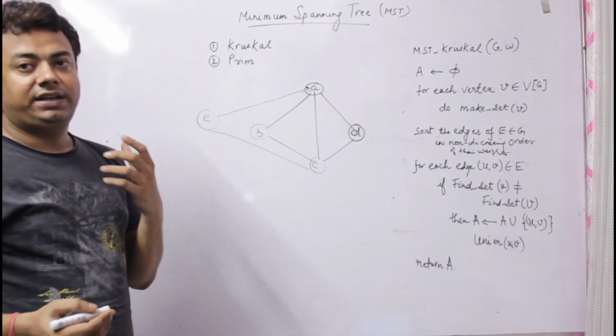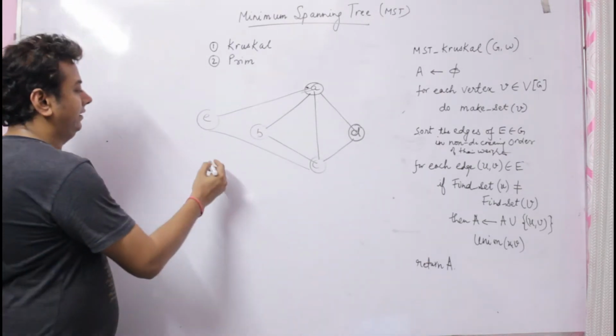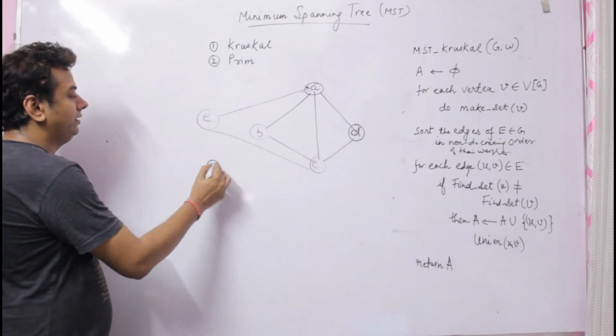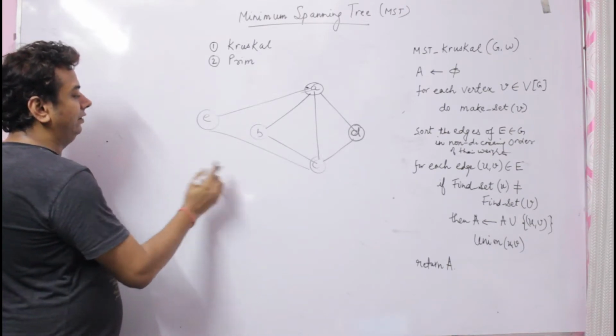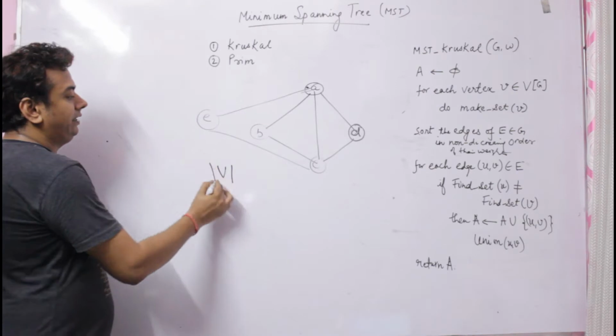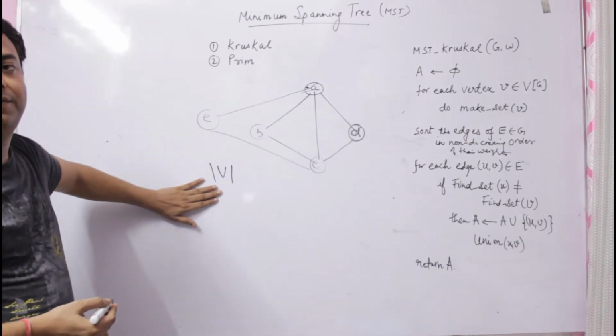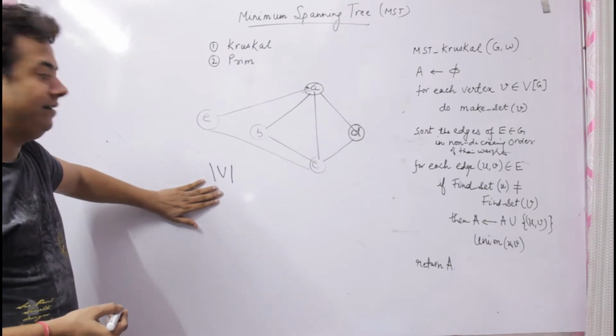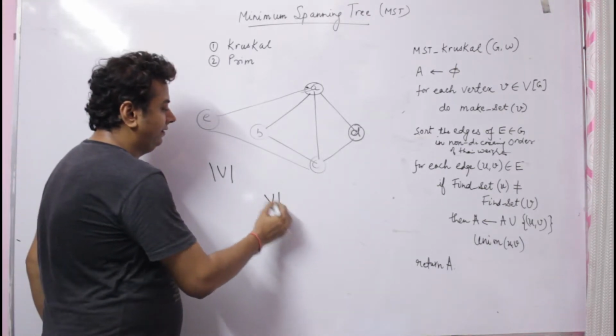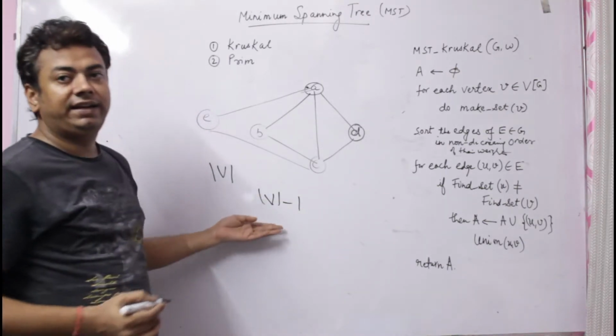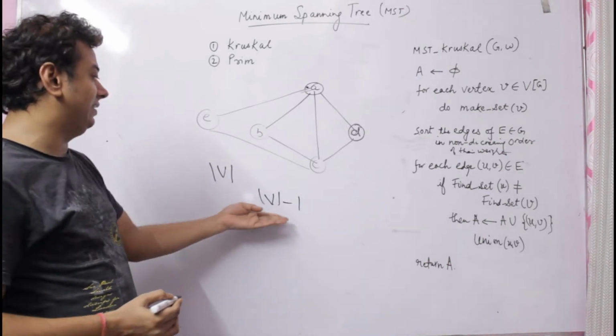So basically we have a property of tree. If we have n nodes, let us call them vertices in terms of a graph, if we have v vertices, then the tree must contain v minus 1 edges. So what do you mean by this?